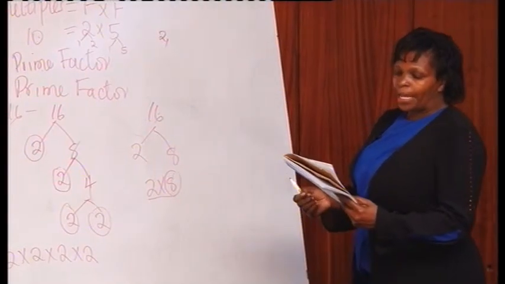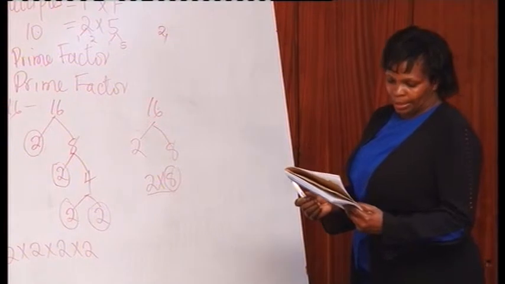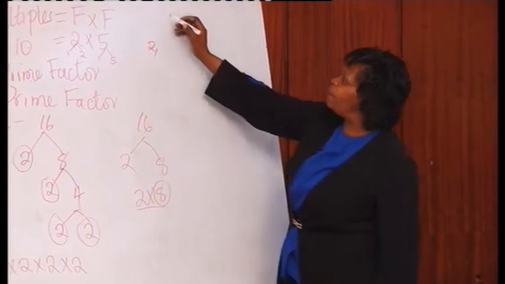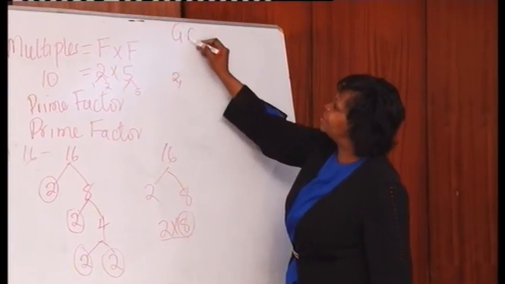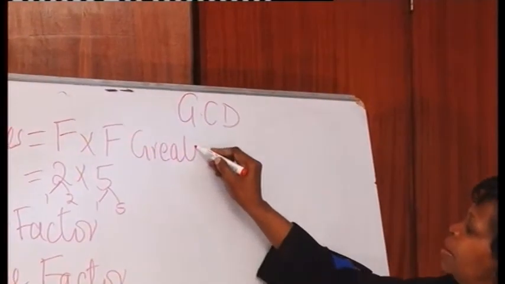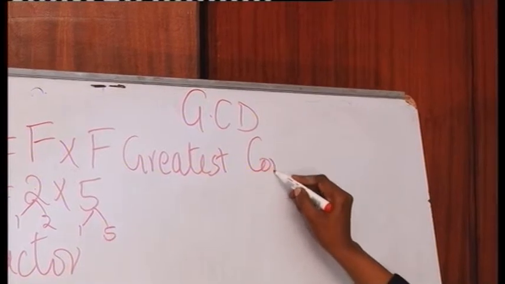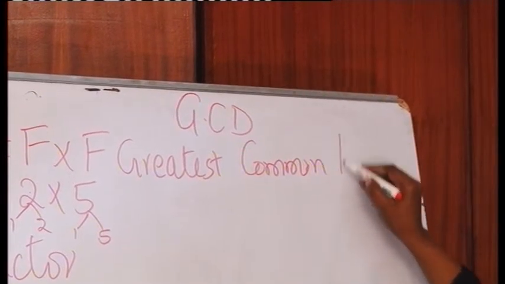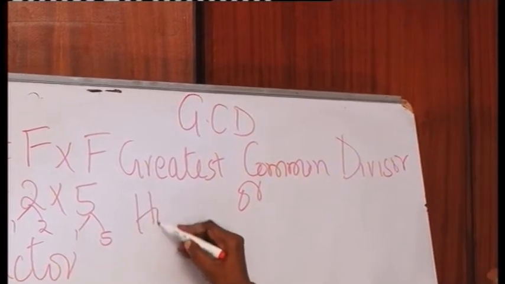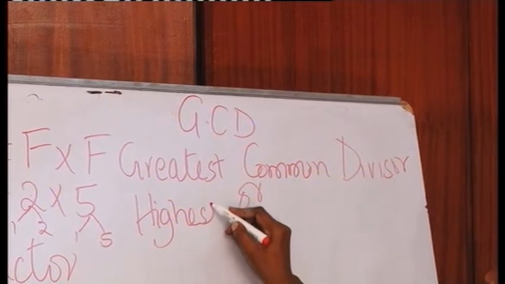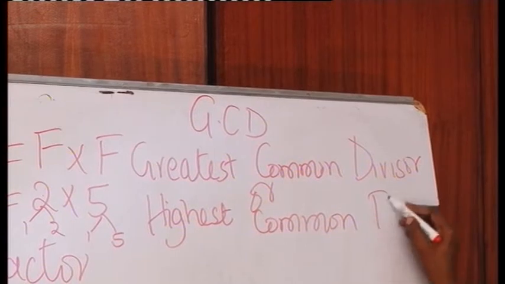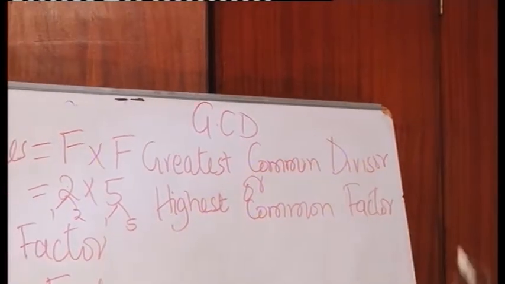Now, when I'm talking about the prime factors, these prime factors will help me get the GCD. What is the GCD? It is the greatest common divisor of a number, or the highest common factor of two or more numbers.